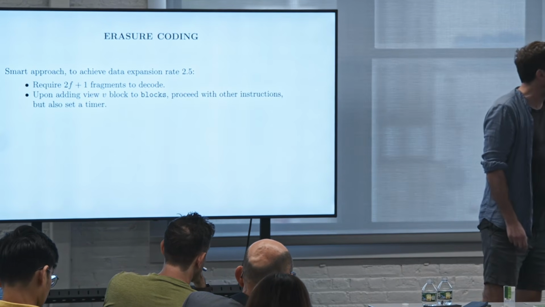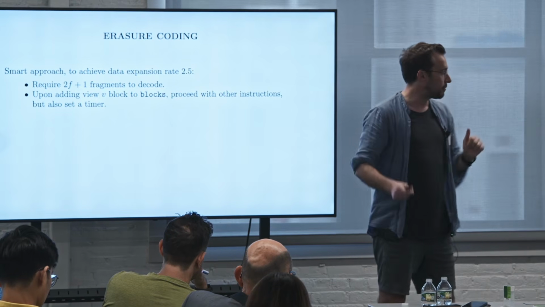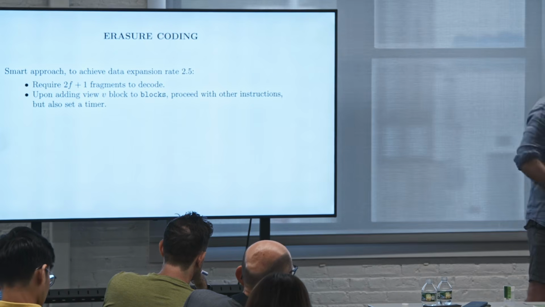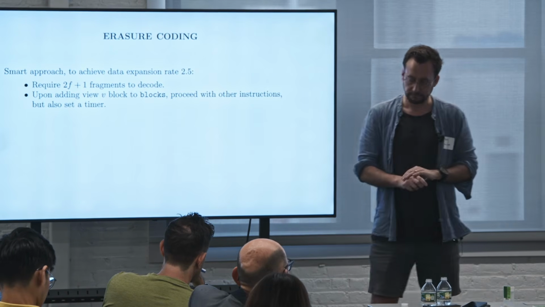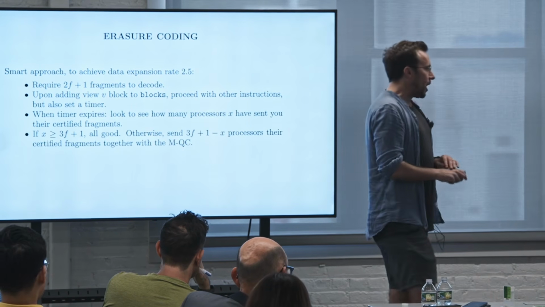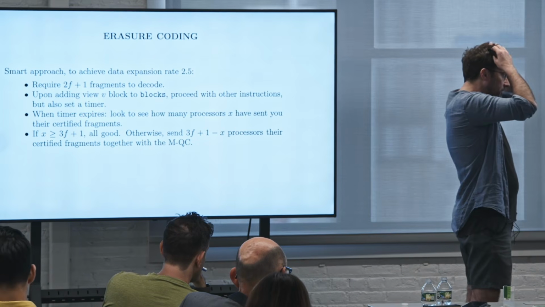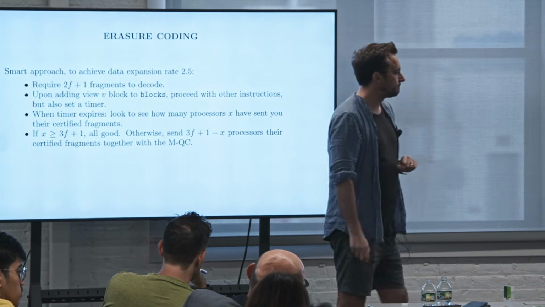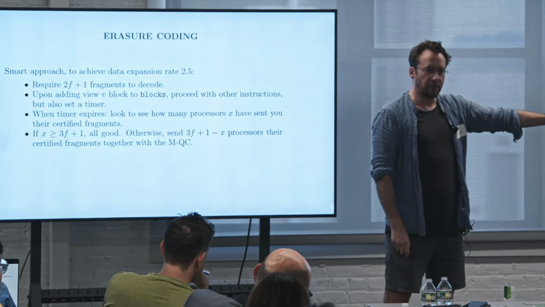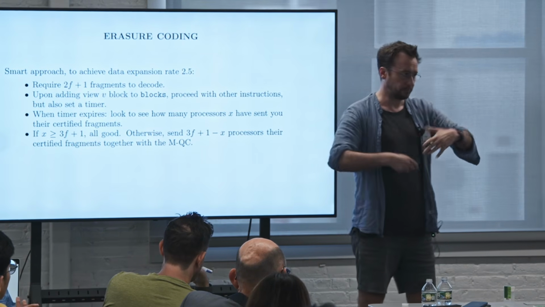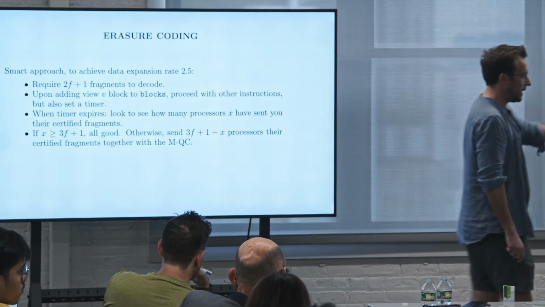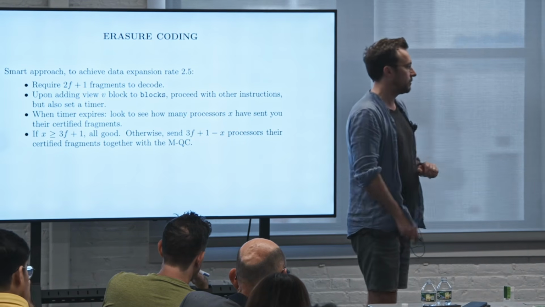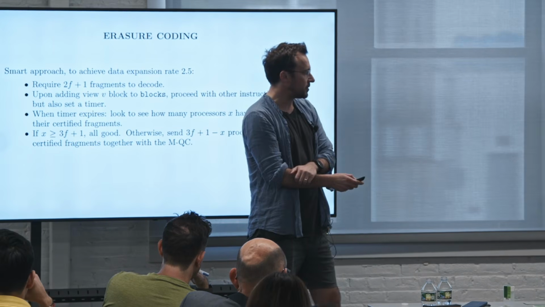Okay, on adding a view V block to blocks, that's our condition for view progression, we proceed with other instructions, we're not stopping, but we also set a timer running in the background. When the timer expires, we look to see how many processors, X let's say, have sent you their certified fragments. If X is greater than or equal to 3f+1, we're fine, because that means everybody's going to get 2f+1, so they'll all be able to reconstruct. Otherwise, we send the missing number, so 3f+1 minus X other processors, their certified fragments together with the MQC.